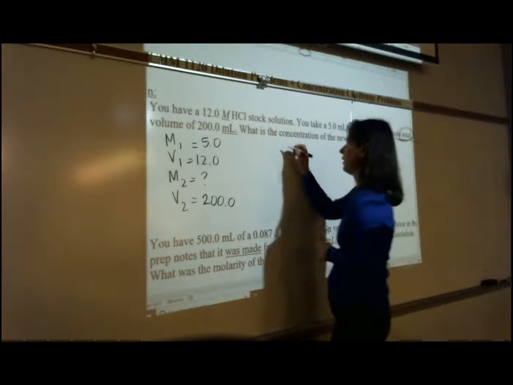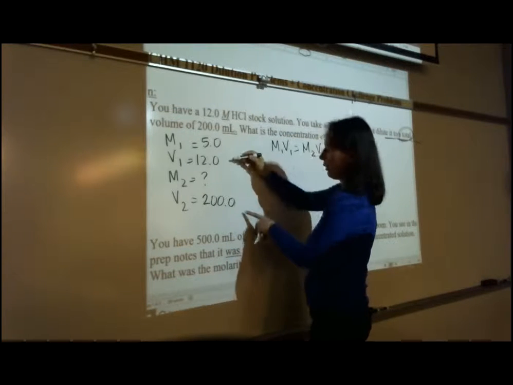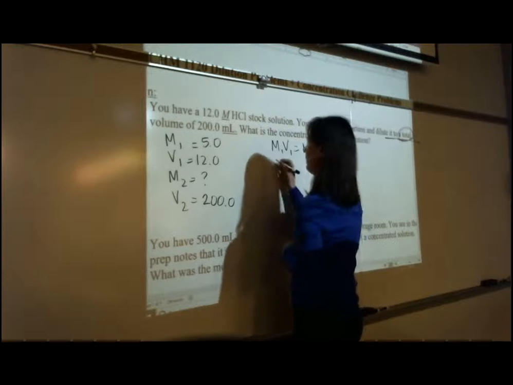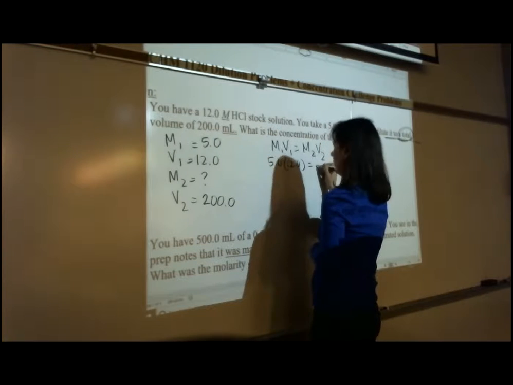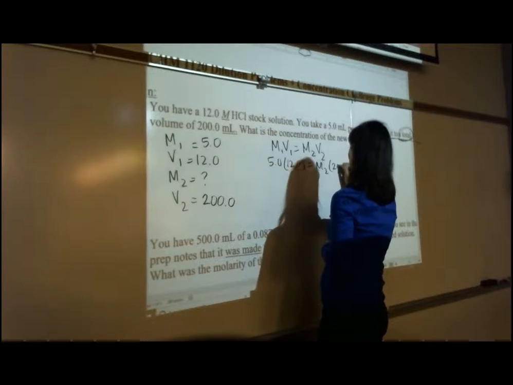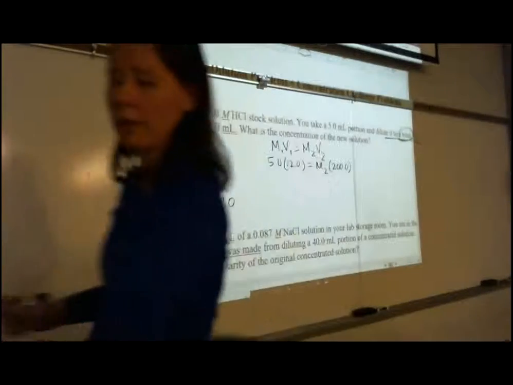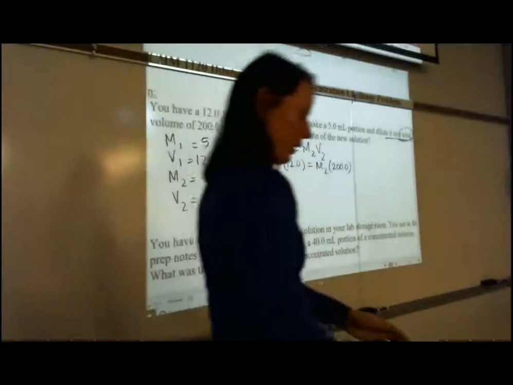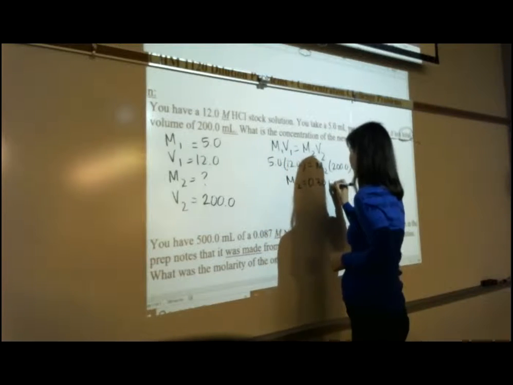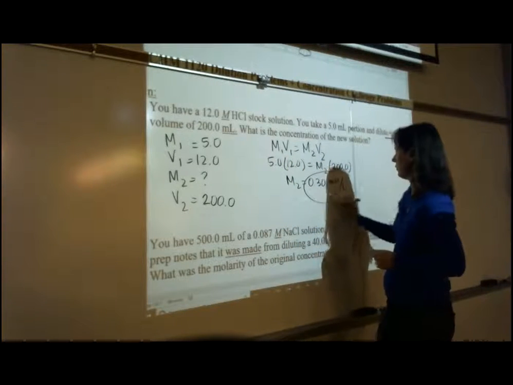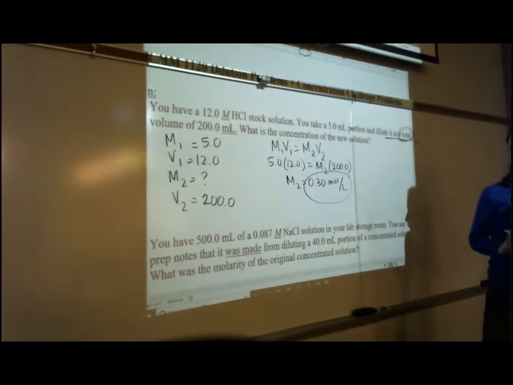All right, so now we just do our arithmetic. M1 V1 equals M2 V2. These both are in milliliters, so we can just plug them straight in. So 5 times 12 is equal to M2 times 200. Okay, we can only keep 2 sig figs, so when I did the math, I got 0.3. M2 is equal to 0.30. Do we agree? Yeah. Any questions on how to do number 1? Or how we set it up?